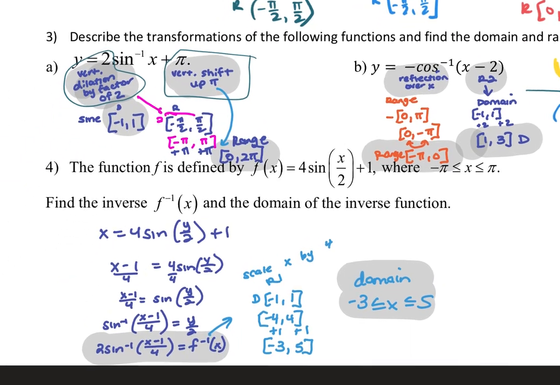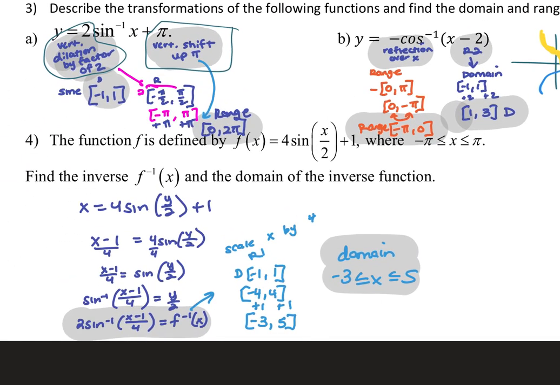Okay, now go to 4. 4 says the function f is defined by, and it gives you the function where x goes from -π to pi. Find the inverse f -1 of x and the domain of the inverse function. So we're switching the x and y. I think that part we're good on, right? The switching the x and y, the solving for the new y. Do we feel confident on that part? Yes. And then understanding the change to the domain.